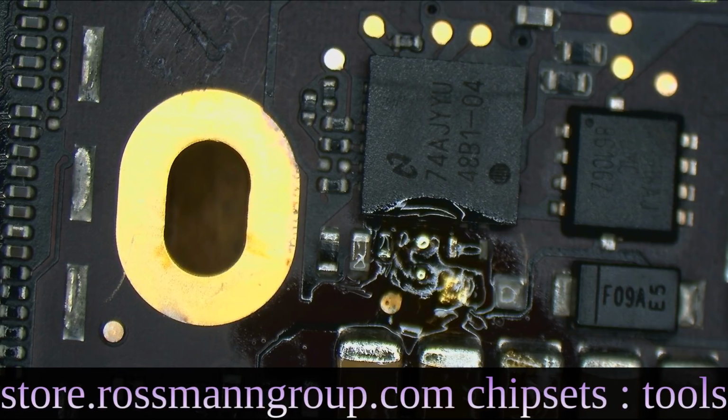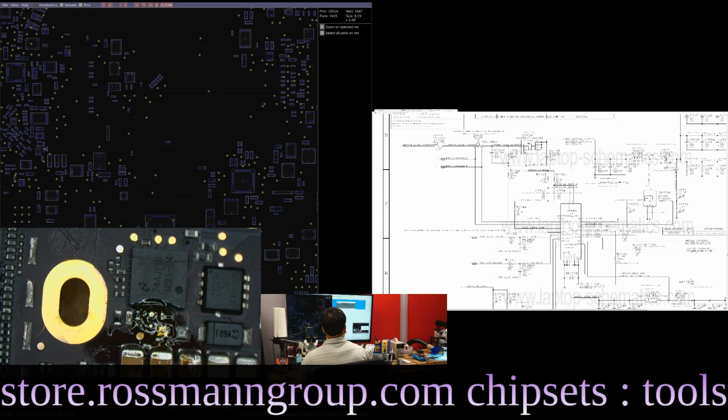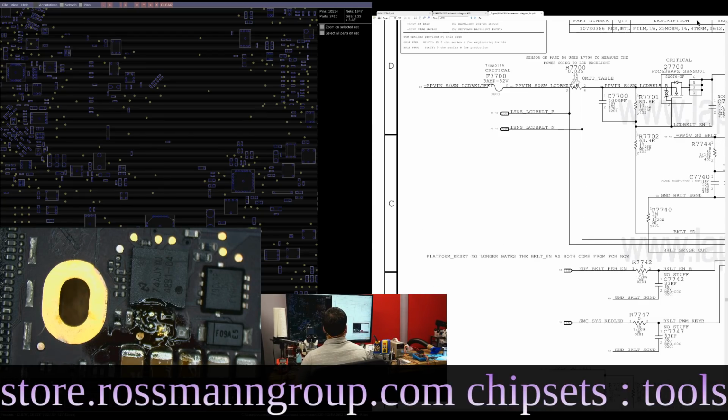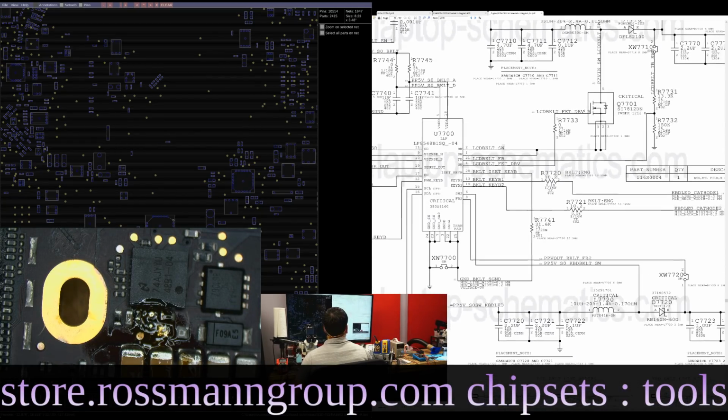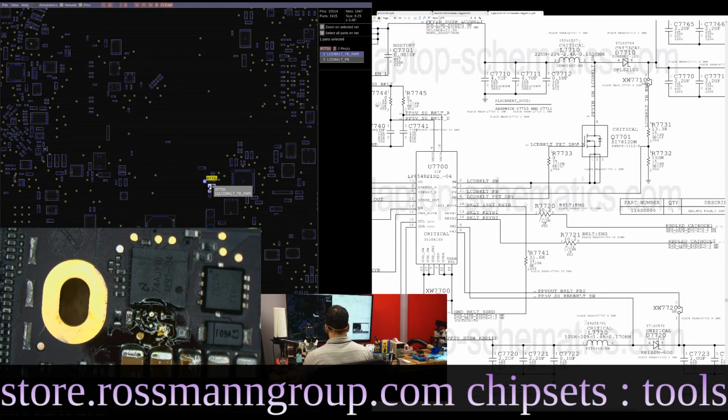What happened to schematics? They don't have them. They're not released for this yet, so I have to guess. Not much I can do. I can either try with what I have, or I can be a sad panda. I don't want to be a sad panda. So let's try and find that on here. I need to find R7731. And that's going to be right here. Alrighty.